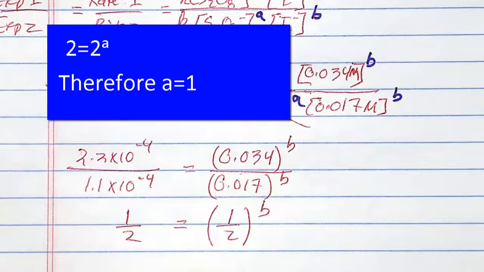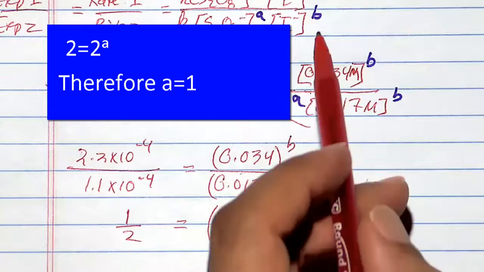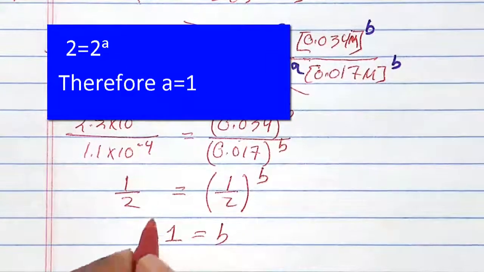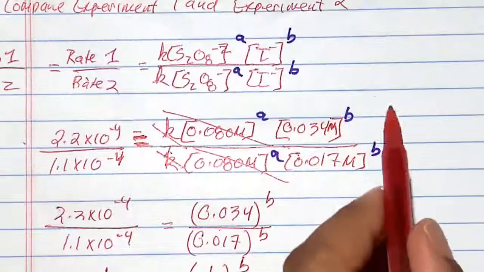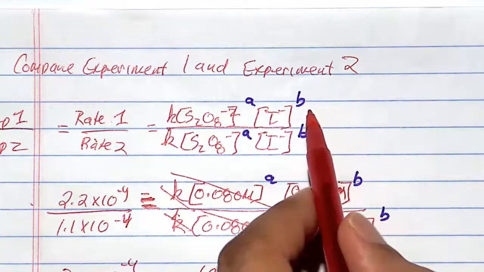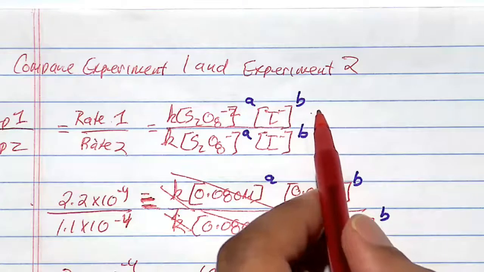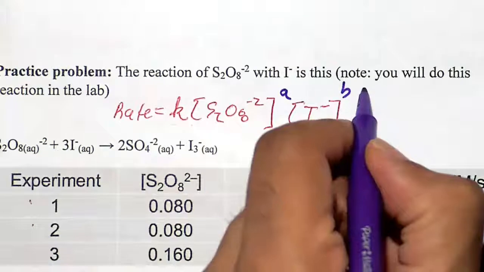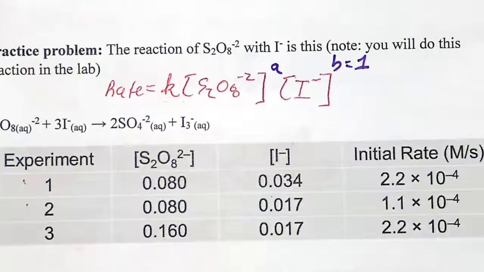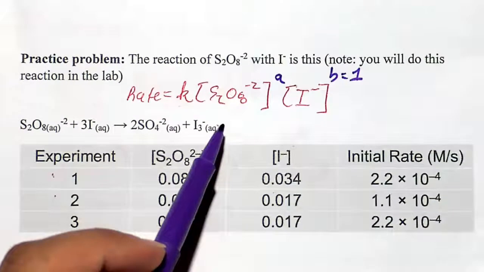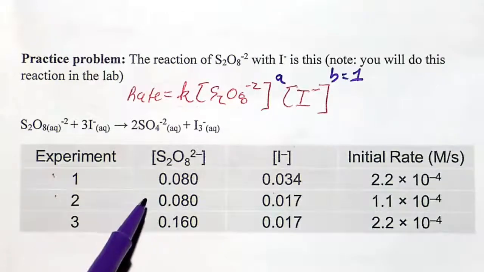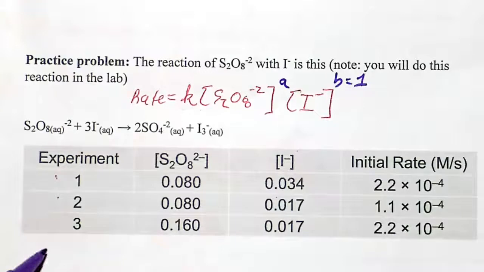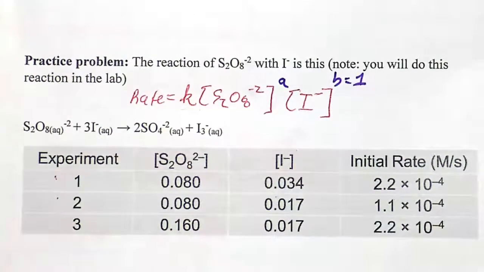The order of the reactant I- is first order kinetics, because B is equal to 1. So now I figured out the order of decay for I- in this reaction: I- decays with first order kinetics. Now let's figure out the order of decay of S2O8 2-, that reactant. In order to do that, I will compare experiment 2 and experiment 3.